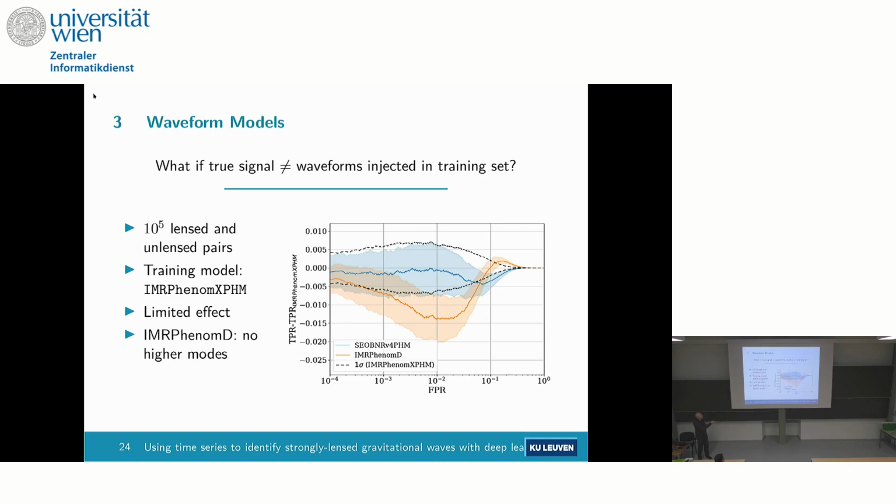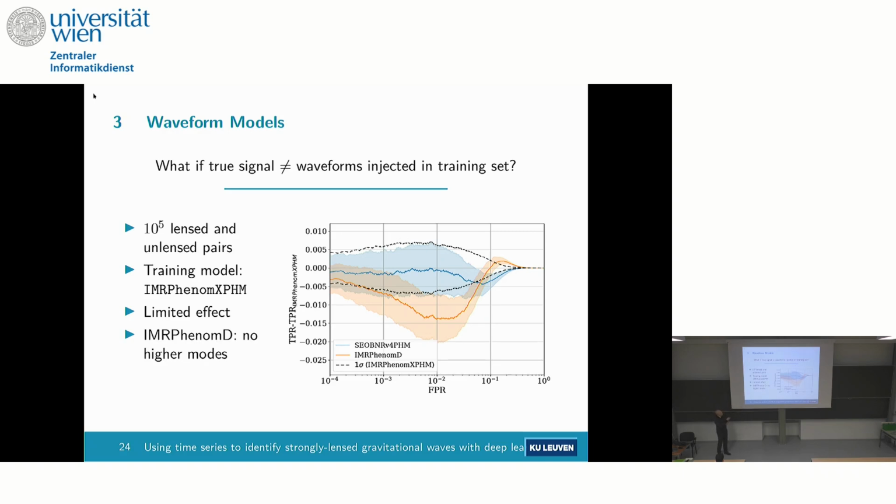So there's also higher modes there, there's precessing spin there, and you can see actually the neural network works very well, even though there are discrepancies. There are documented differences between IMRPhenomP and SEOBNR.